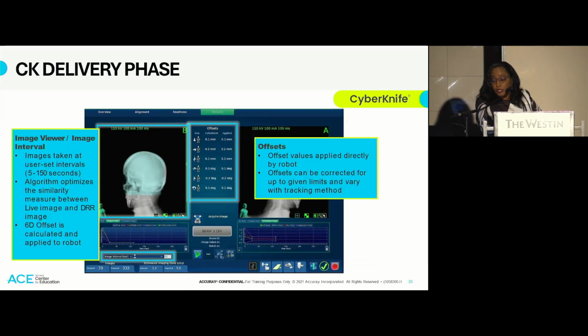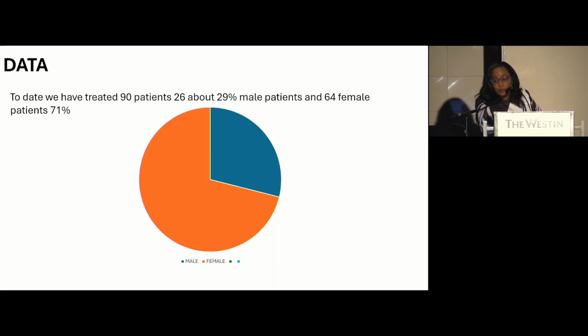CK delivery on our machine. You can see this patient had some offsets. With skull tracking, our offsets are very minimal. But if the offset is more than a certain millimeter, we go into the room, stop the treatment, and adjust accordingly. So I'll bring you some of the data we have so far.